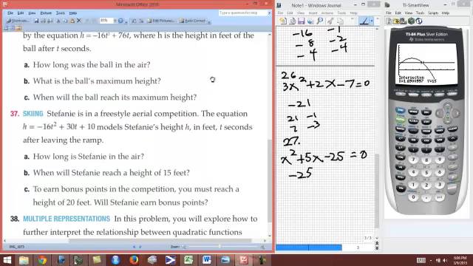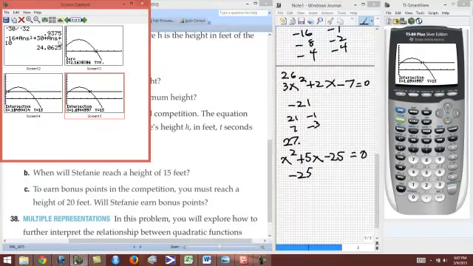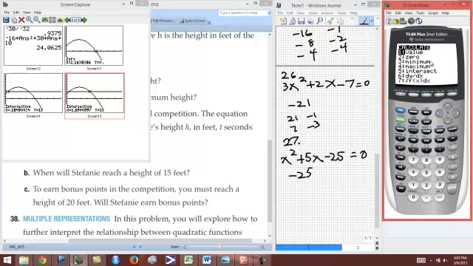All right, to reach bonus points in the competition, you must reach a height of 20 feet. Will Stephanie earn bonus points? Well, let's look at these pictures again. Here we go. We know her maximum is 24 feet, so she's going to reach it. But let's use the calculator to tell us. We're going to do second, hit the trace key, and go to maximum, number 4. Now, we computed it by hand to find the maximum, namely by finding the y coordinate of the vertex, but now we're using the calculator.